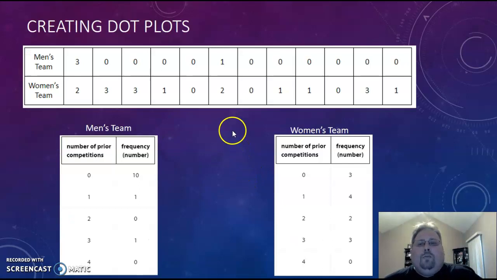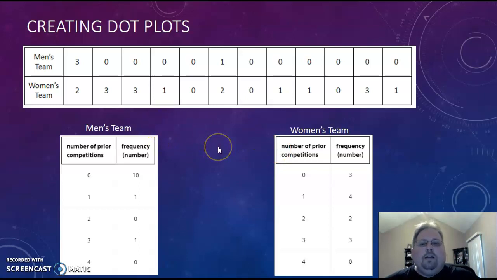So when you create a dot plot, you take your data, and then the next thing you do is create a frequency table. A frequency table just tells you how many of each of these options occurred. So how many zeros, how many people have been in 0 competitions, how many people have been in 1, how many people said they were in 2, how many said they were in 3, and how many said they were in 4. And we're going to do that with the men's team and the women's team.